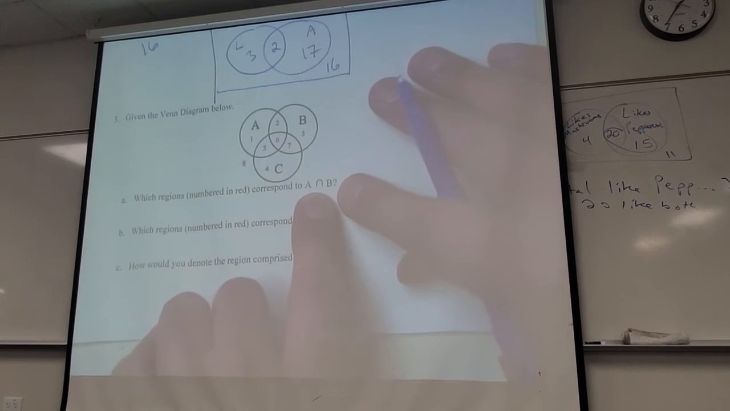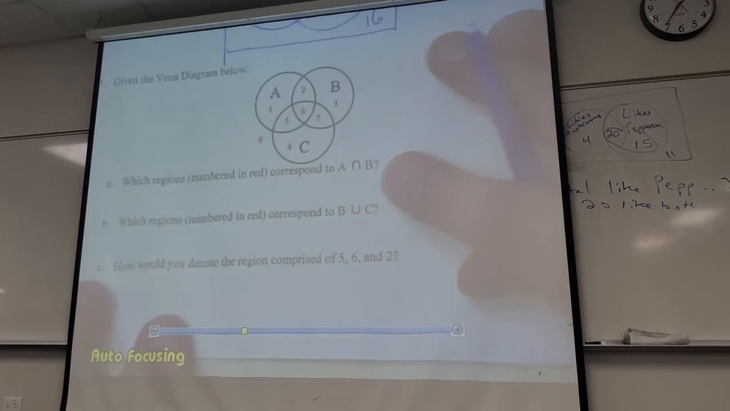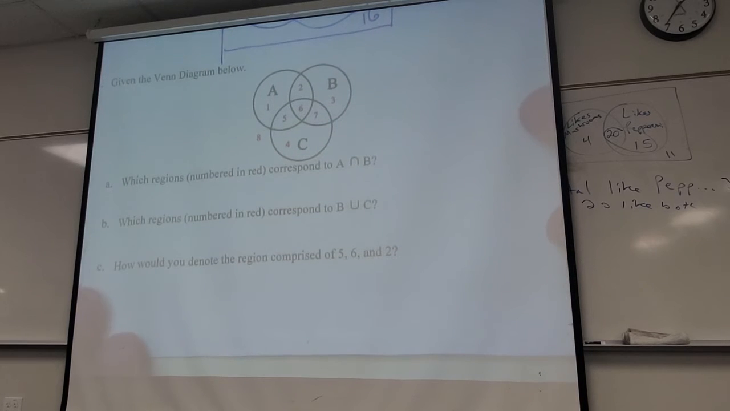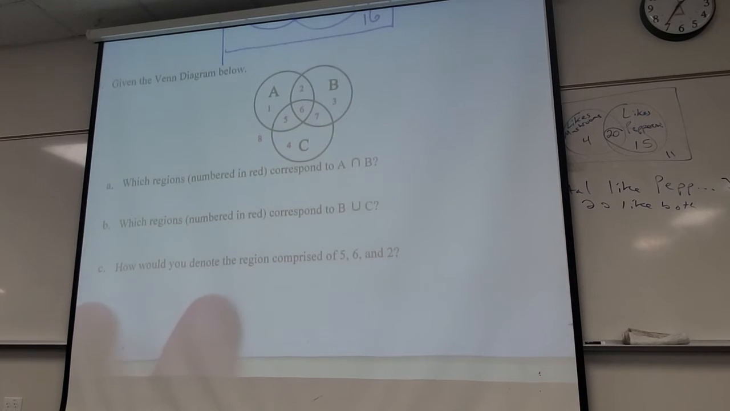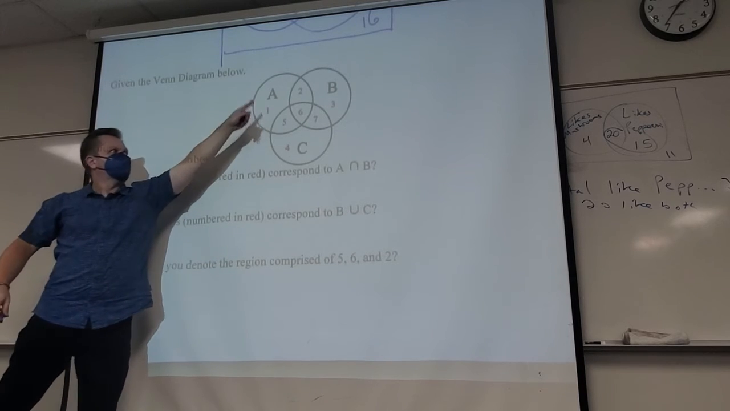How do you say this? And. I love it. So which regions correspond to A and B? 2 and 6 total. So it's the intersection. So another word for and is intersection. And visually, the word intersection makes a ton of sense. Where do A and B circles intersect? Region 2 and 6.